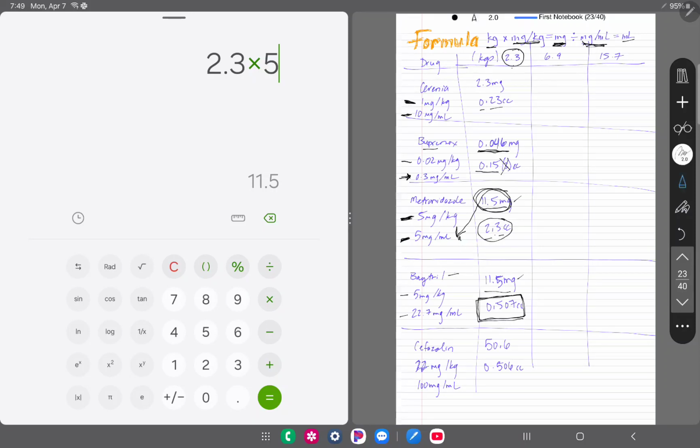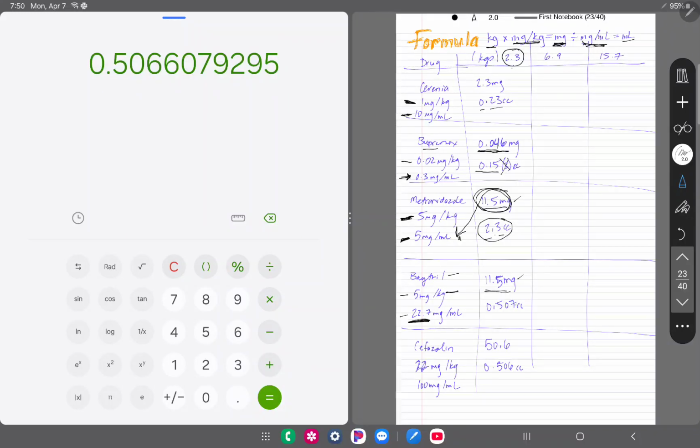So, let's get back to Baytril. Let's go all the way back now that we've been talking a bit: our 2.3 kgs times our dose, and that does equal 11.5 milligrams. And then you're going to divide it by Baytril's concentration, and that is 22.7. And that's going to be 0.057.